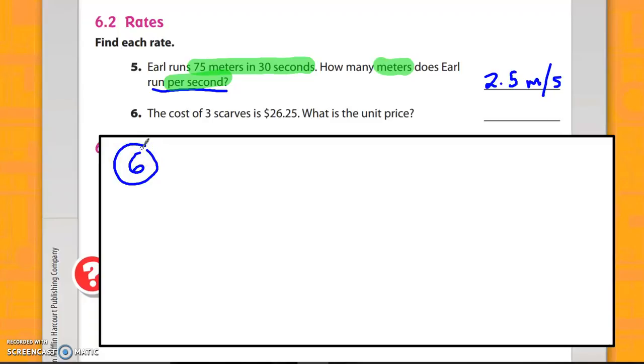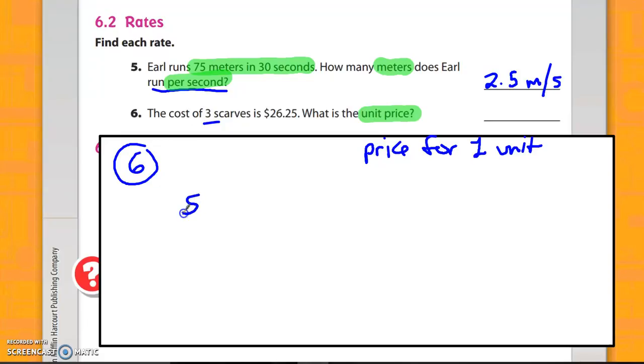Number 6 says the cost of 3 scarves is $26.25. What is the unit price? Now, if you forgot what the unit price means, it would be a good idea to go back and study what that means. But unit price or unit cost means price for 1 unit. I don't want to know the price for 3 units, I want to know the price for 1 unit.